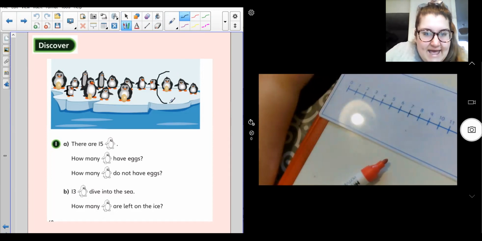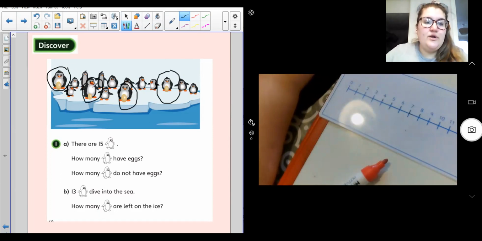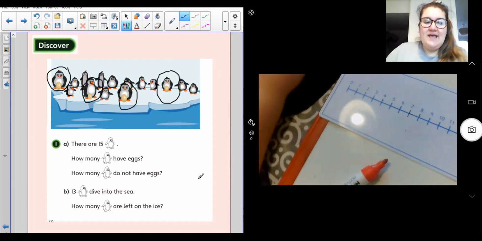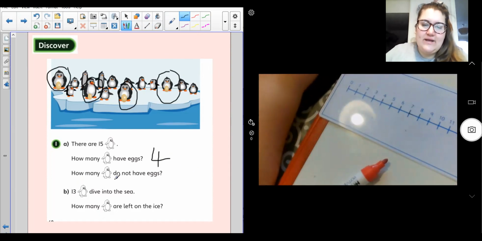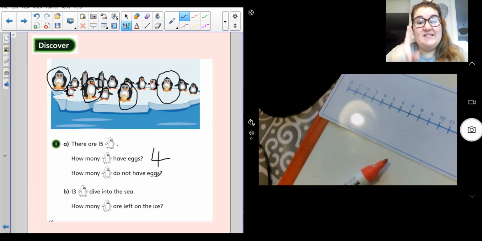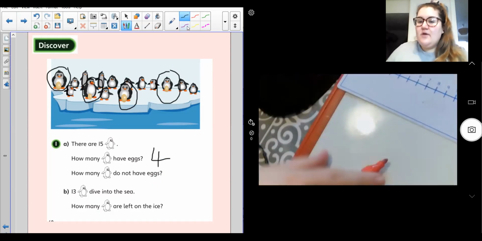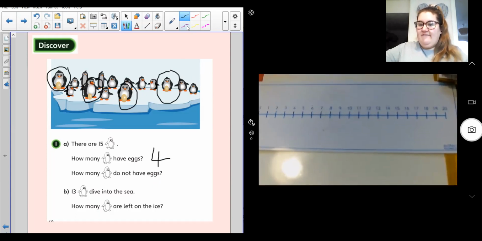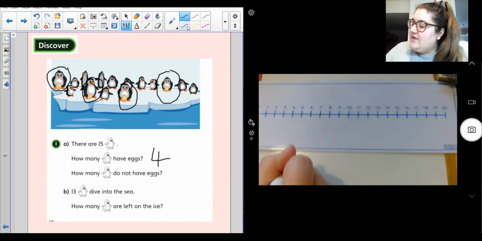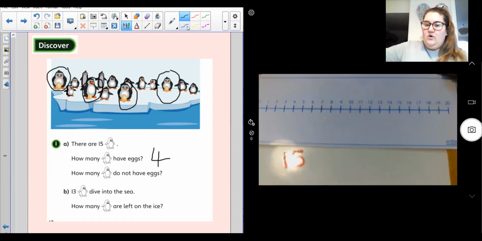Right, I can see an egg there in front of that penguin. I can see an egg here in front of that penguin. I can see one here and I can see one here. So I can see 1, 2, 3, 4 eggs. How many penguins have eggs? 4. Now then, how many penguins do not have eggs? And this is what I mean by being efficient, because right now I could do this. 1, 2, 3, 4. But I'm not going to do that. I'm going to try and answer this question as efficiently as possible. So I know that we've got 15 penguins all together.